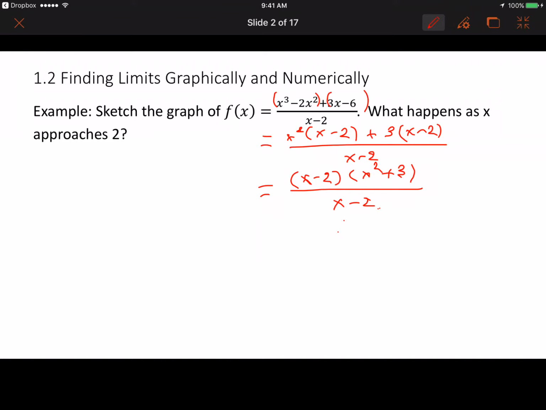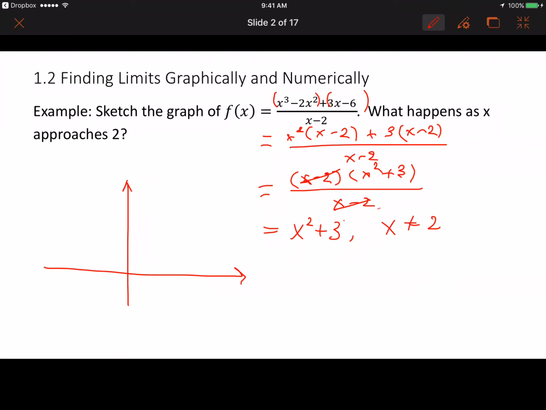Now I have an x minus 2 on top and an x minus 2 on the bottom, and so those two will cancel. And so I'm left with just x squared plus 3. Now, this is only true if x is not equal to 2, right? So this graph is going to look like the graph of this quadratic, x squared plus 3, everywhere except for when x equals 2.